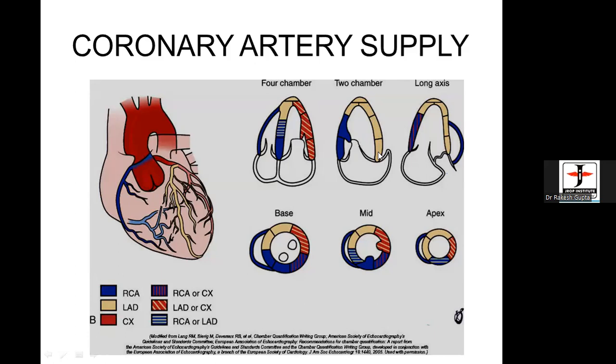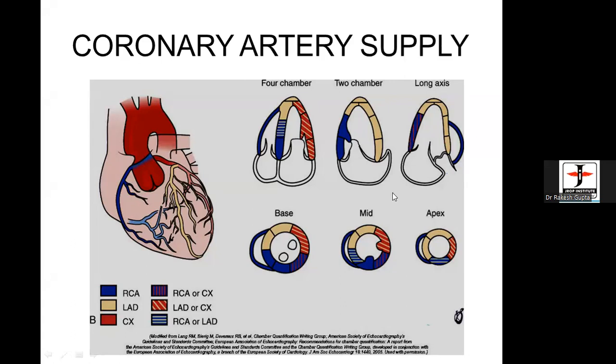Then you go to the 3-chamber view. Mid and basal posterior segments are supplied by circumflex. Rest all 2 segments. We do not have apical posterior. We do not have apical anterior septum. We only have mid and basal anterior septum in this long axis or 3-chamber view. So if you look at the 6 segments of 4-chamber, 6 segments of 2-chamber and 4 segments of 3-chamber view, it gives you an idea of coronary artery supply.